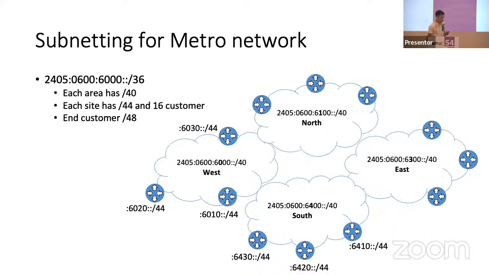Here's the subnetting for the metro area. We divided the metro area into 4 areas: north, east, west, and south. We assigned a /36, and each area has a /40, and each site has a /44, which means each site has 60 user capability.